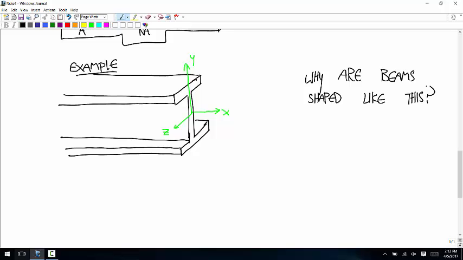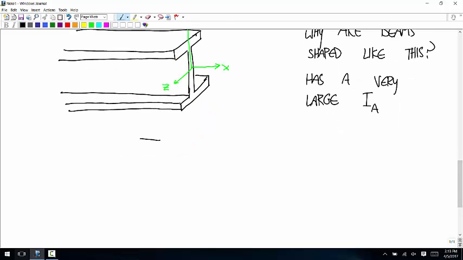Well, the answer is that for a given amount of material, it's a very efficient way to shape the cross section, to get the area moment of inertia as high as you can. So it has a very large moment of inertia. So let's calculate the moment of inertia. So now we're looking at the cross section.